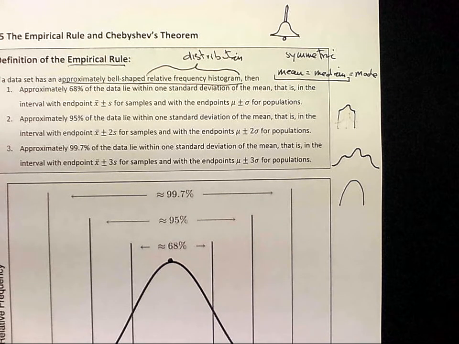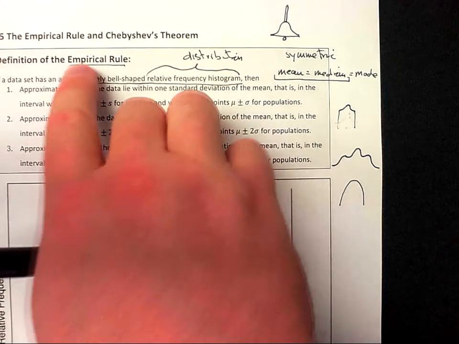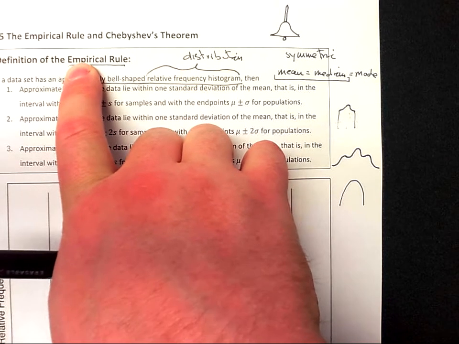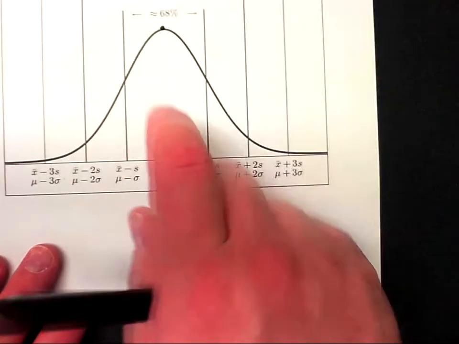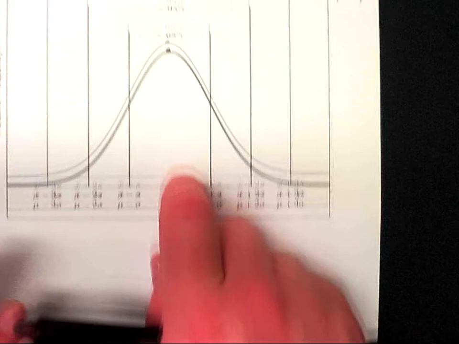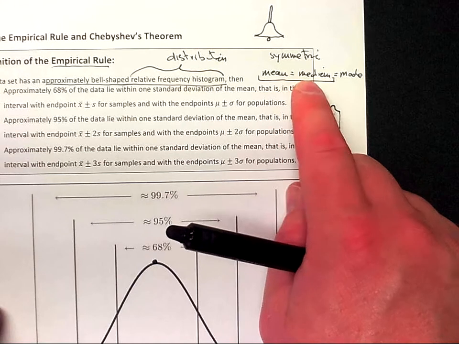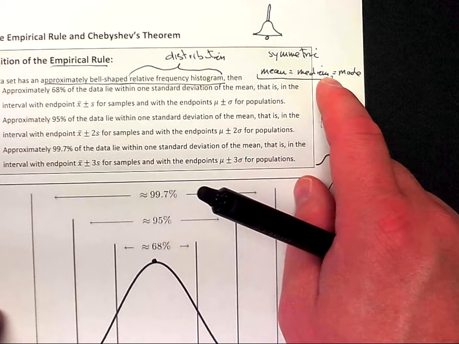If it's symmetric, then we know that the mean is equal to the median. And as long as this right here is the middle spot, then we're going to have the mean is equal to the median, which is equal to the mode. Right? So, the important thing to realize here is this. The only time we're allowed to apply the empirical rule is if we have a bell-shaped and symmetric distribution. This thing right here. For this thing right here, it's true that the mean is equal to the median, which is equal to the mode.